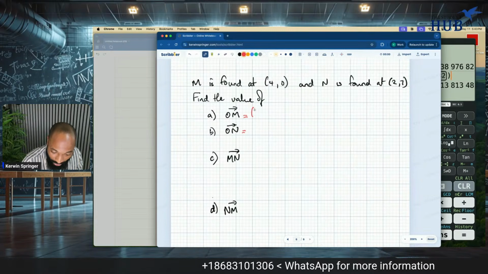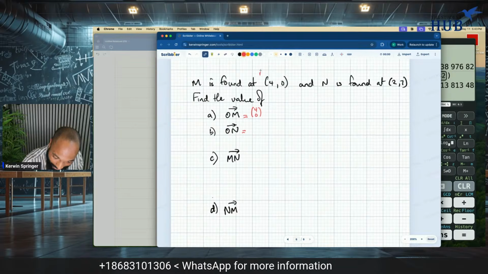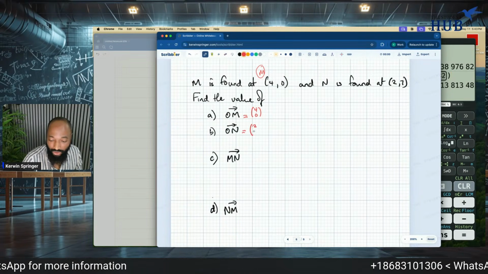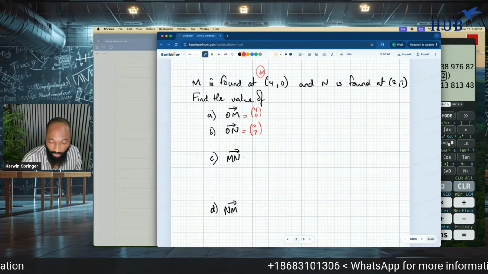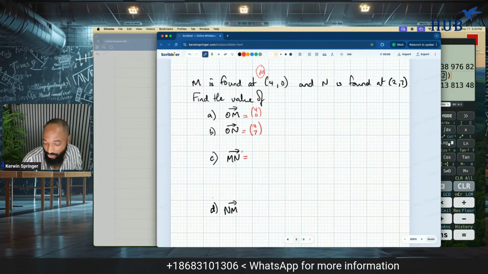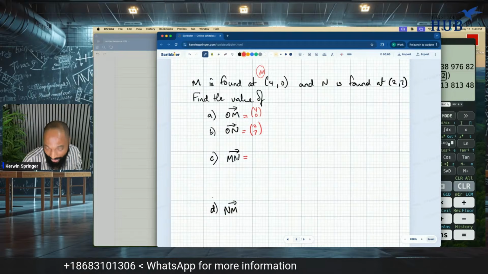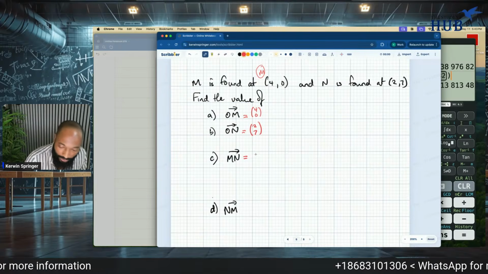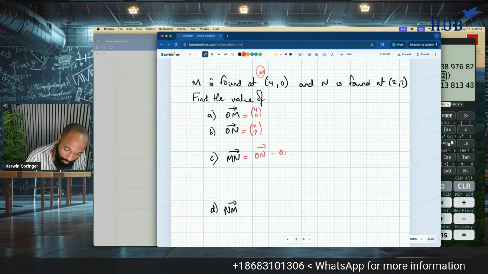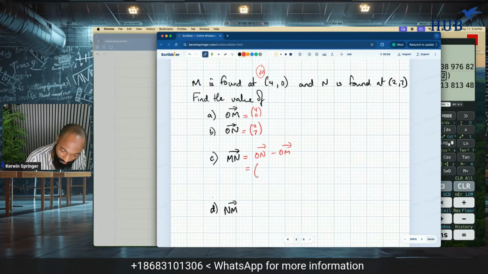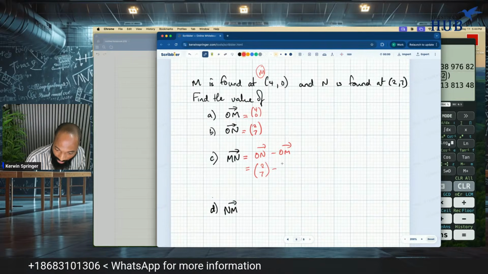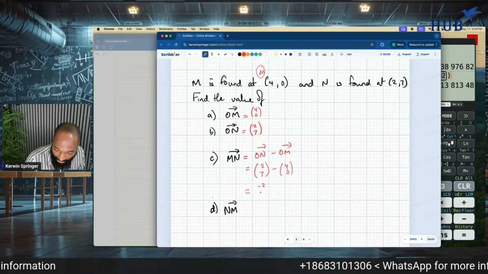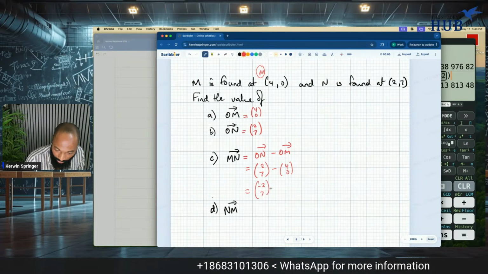So OM is just 4, 0. Once you have the coordinates of M, OM is just 4, 0, and ON is 2, 7, straight. So then what is MN? MN, I could use the triangle law. Since I know the vectors OM and ON, anytime you know the individual position vectors to the letters, use the triangle law. You're going to say ON minus OM. ON is 2, 7 minus 4, 0, and I end up with negative 2, 7. Anybody cook up that?